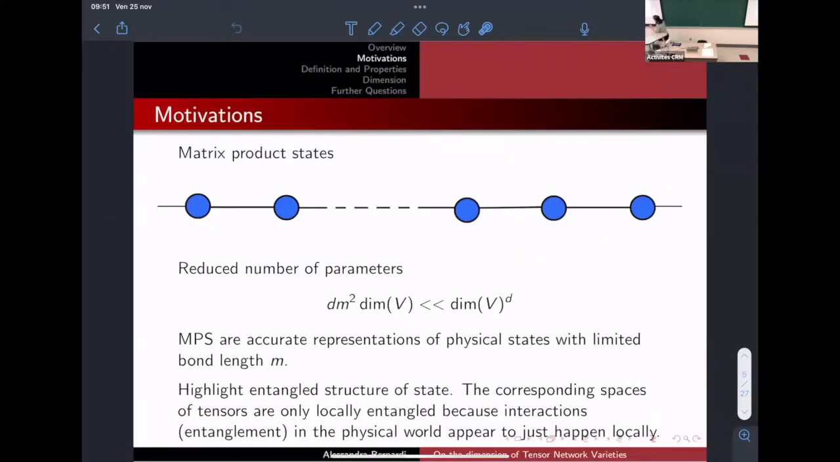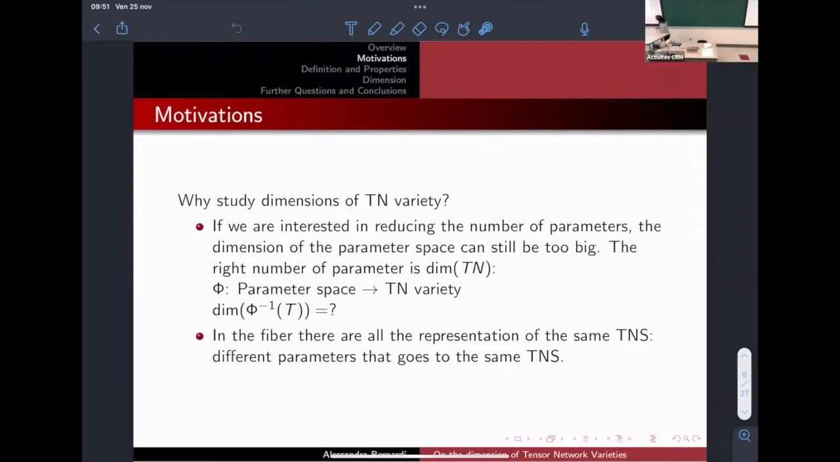So here I'm still in the motivational part, and here we can see that already the number of parameters of the matrix product state is much smaller than the number of parameters of the ambient space, and as I said, it may highlight the entanglement structure of your state. So that was one motivation for studying Tensor Networks.